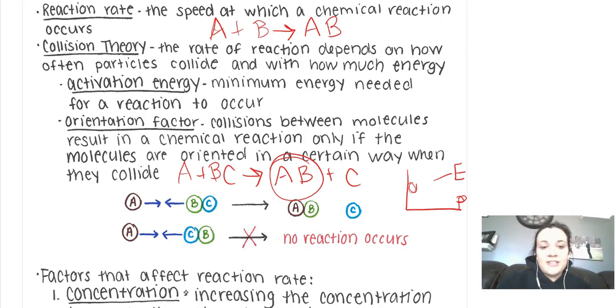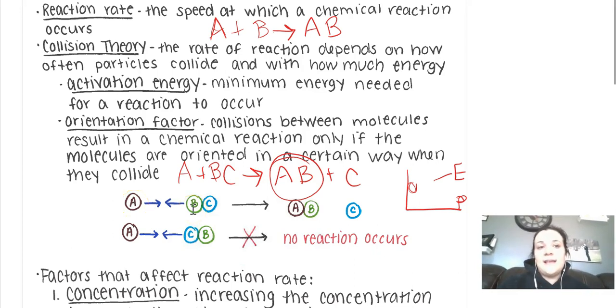In order for this reaction to occur, A has to collide with B, and next it depends on the amount of energy. They need to collide with enough energy. Again, think of it like that golf ball on the hill. If you don't hit the golf ball with enough energy, that ball is going to roll back down the hill. We need to hit it with enough energy that it can go up and over to the other side.